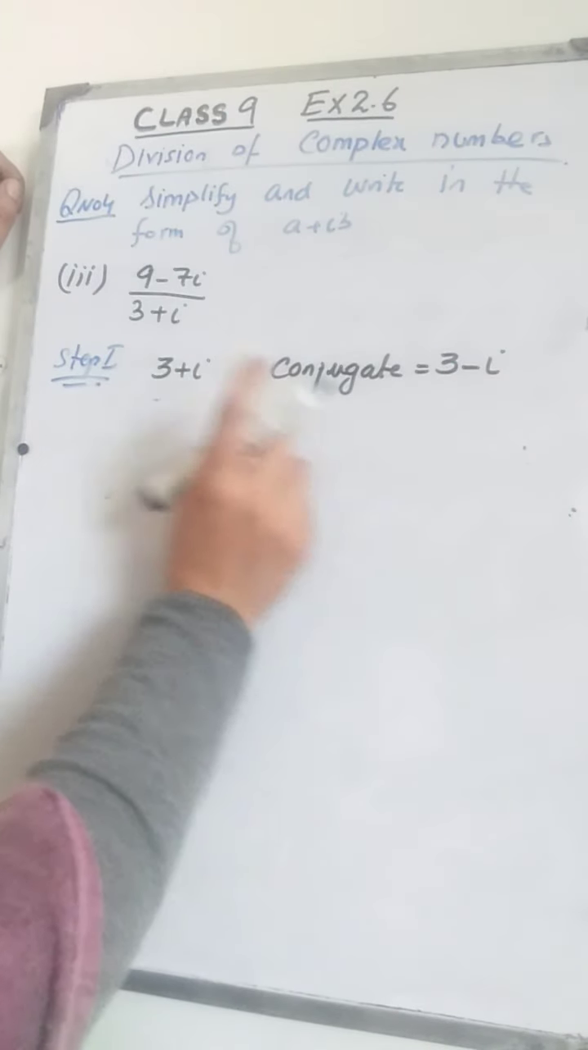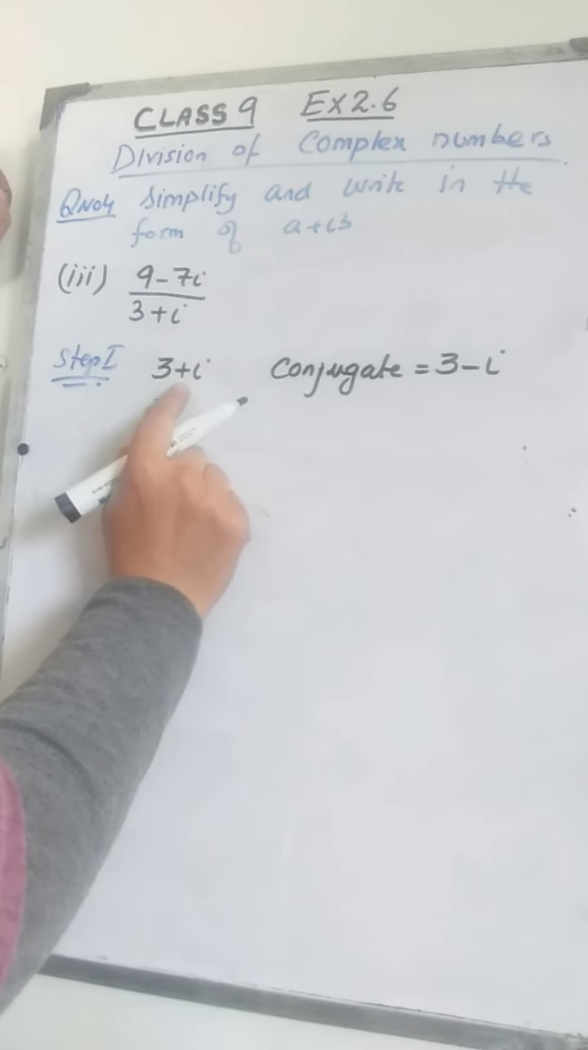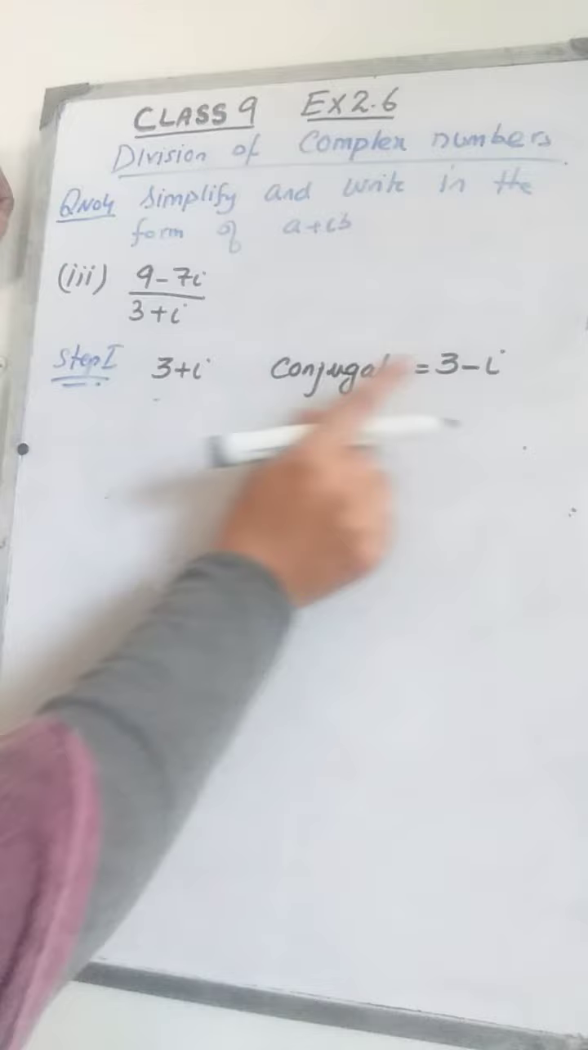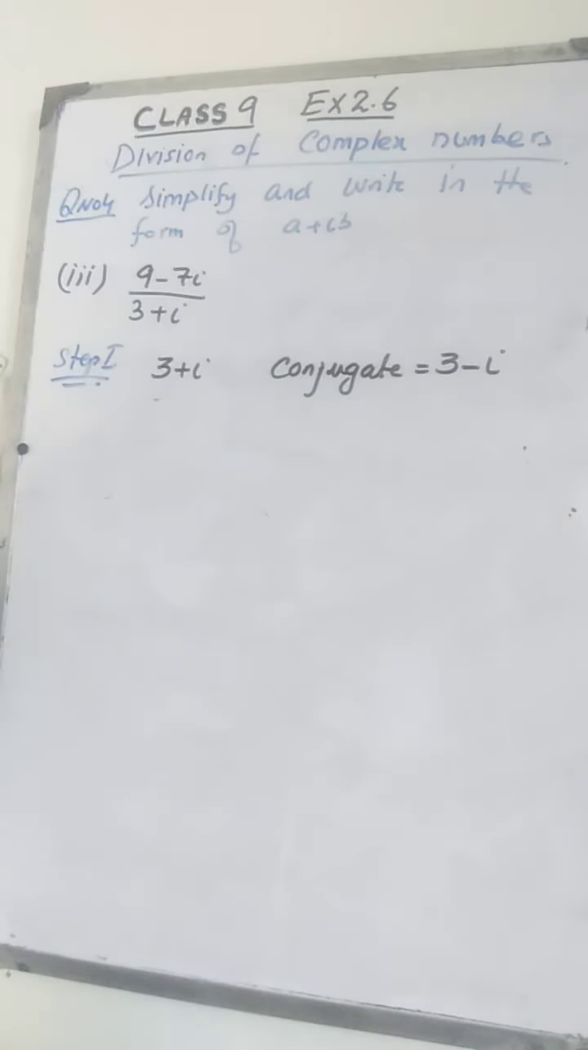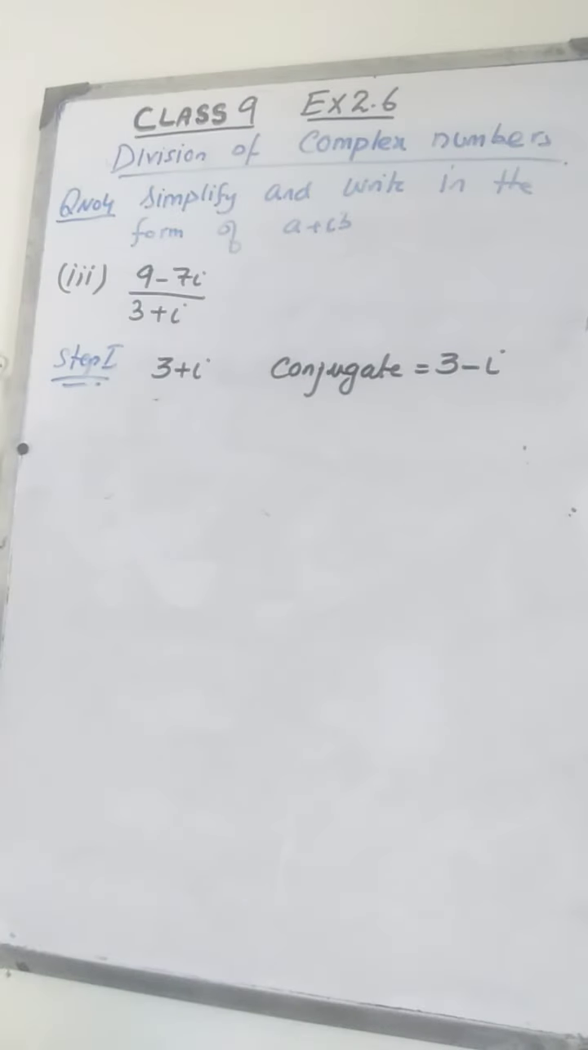How do you find the conjugate? We just reverse the sign of the imaginary part. If it is plus, make it minus. If it is minus, make it plus. Okay, this will give us the conjugate. Now in the next step, we are going to multiply this conjugate in the numerator as well as in the denominator.